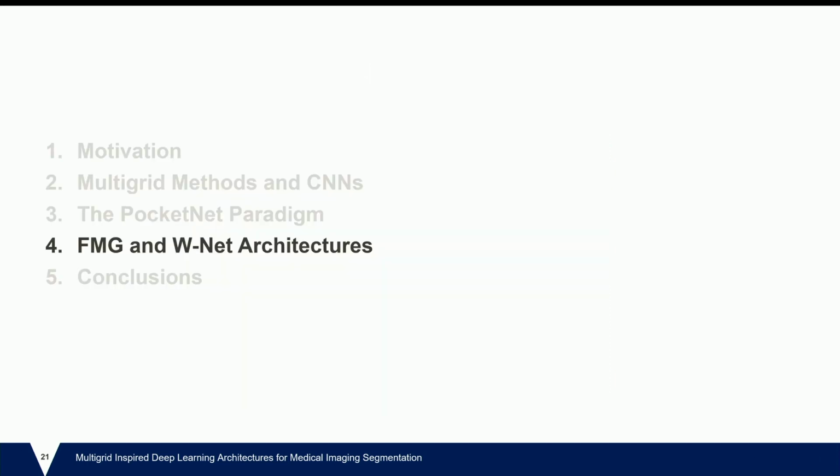All right, so that was the PocketNet approach. Now, you saw there that we pretty much match the full versions of these architectures. So what about using multigrid methods to, say, improve the segmentation accuracy? And that's what leads us to this full multigrid or FMG and WNet architecture.